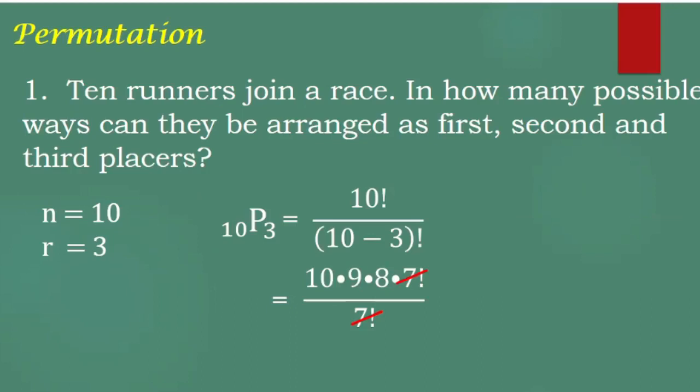To get the final answer, it is 720, because 10 times 9 is 90, times 8 is 720. So see, it is very easy for us, class, to get the final solution using the permutation formula. Okay? So again, there are 720 possible ways.